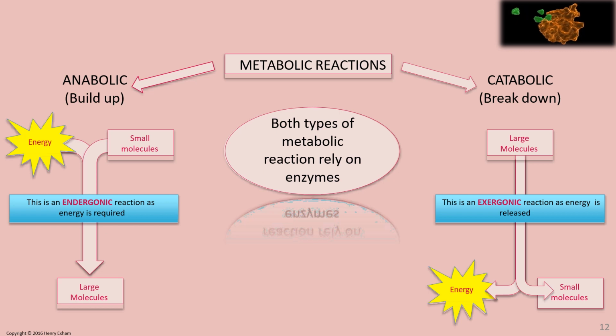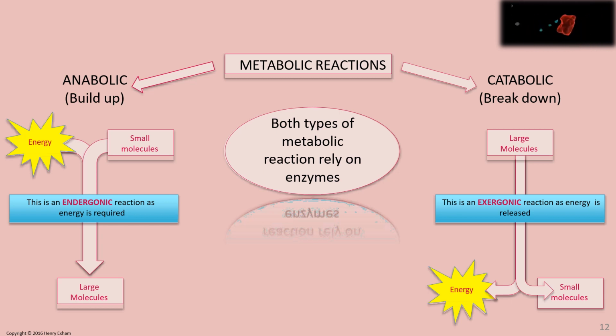So when we speak about metabolic reactions, there are two types of reactions. Anabolic reactions, which mean the building up reactions, and catabolic reactions, meaning that they are the breakdown reactions. So when I say anabolic reactions or build-up reactions, this is where small molecules build up together using energy, as you can see here, to form larger molecules. So this is called an endergonic reaction because energy is required.